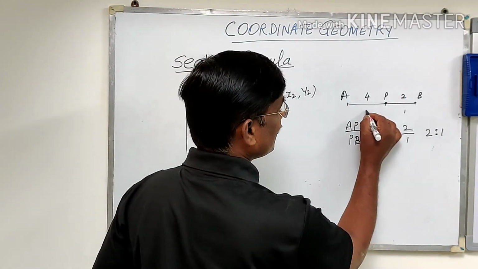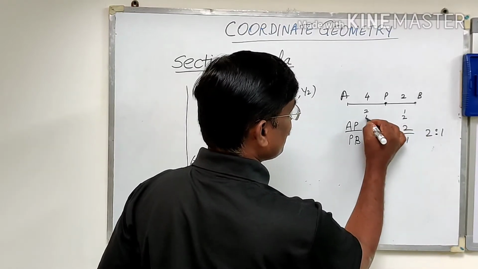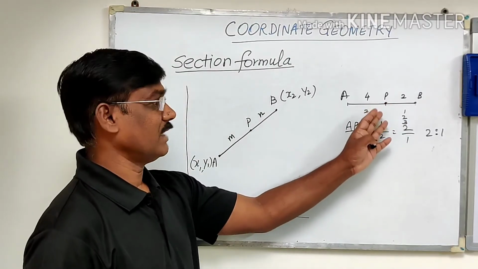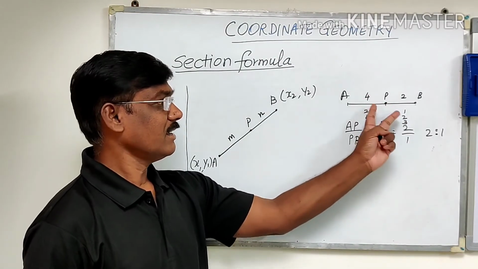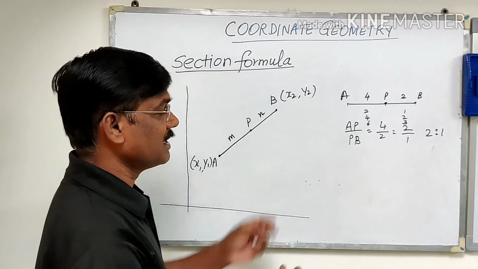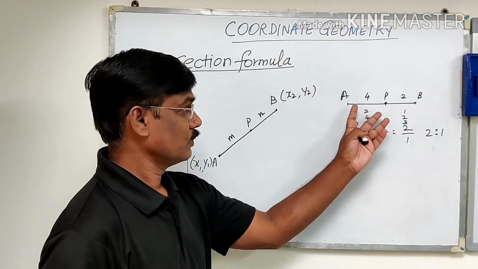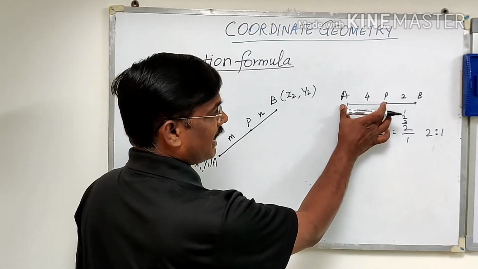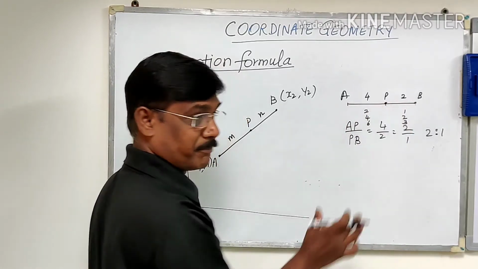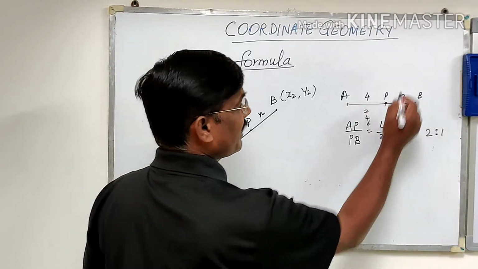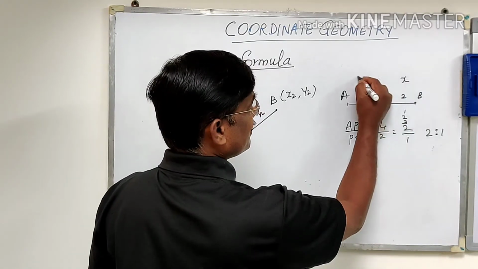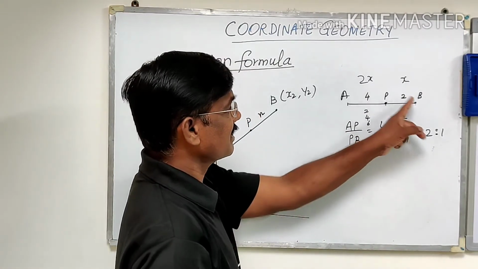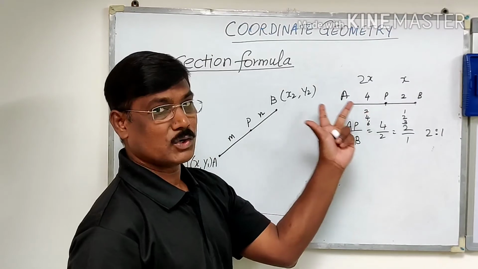If this is 1 unit, this is 2 units. If this is 2 units, this is 4 units. If this is 3 units, this is 6 units length. So this is the meaning of that. Dividing in the ratio means what? It is dividing in a particular ratio. So AP indicates that AP is twice the length of BP. If BP is, let us say, x length, this will be 2x length. So P divides a line segment in a particular ratio.